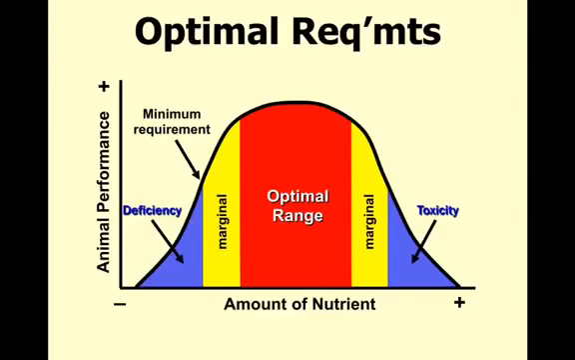To get to that optimal range. And so that's what we are going to spend the next series visiting: how do the different nutrient requirements change throughout an animal's life cycle, for maintenance, for growth, for reproduction.